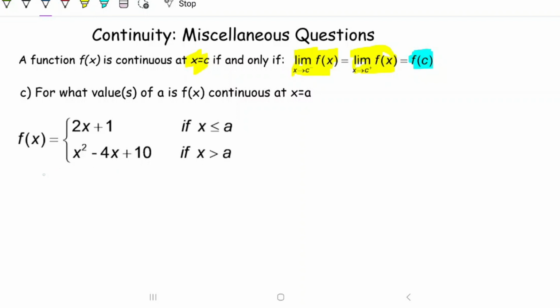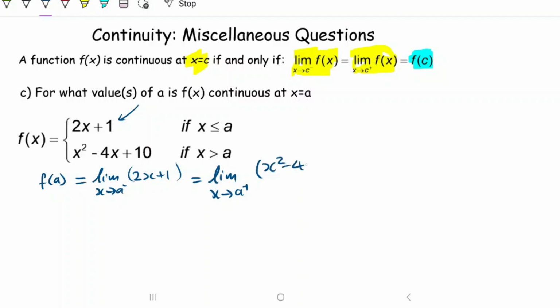We know that for this particular question to be continuous, f of a must equal the limit as you go to a from the left. As you approach from the left, the equation we'll bump into is 2x plus 1. If you want to take that limit, you can put it in brackets. And this must equal the limit as you approach a from the right, where the equation we bump into is x squared minus 4x plus 10. So that's how we would do this.